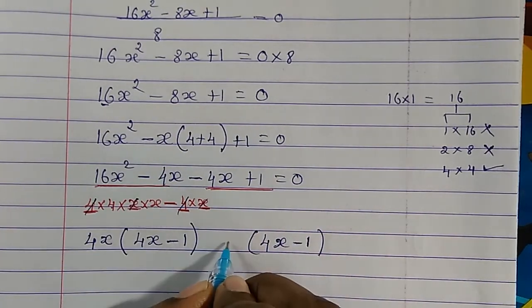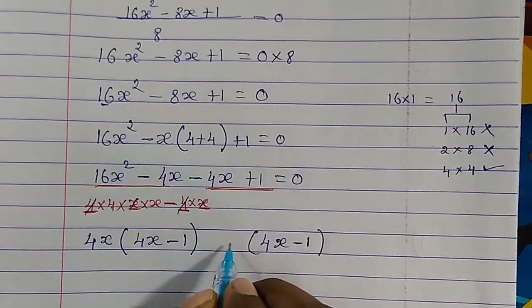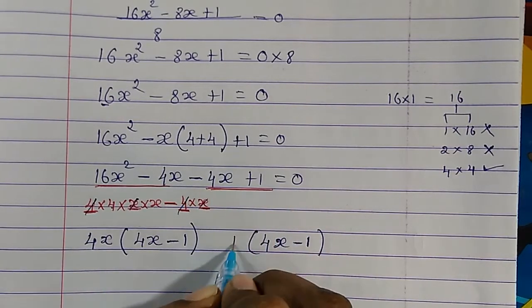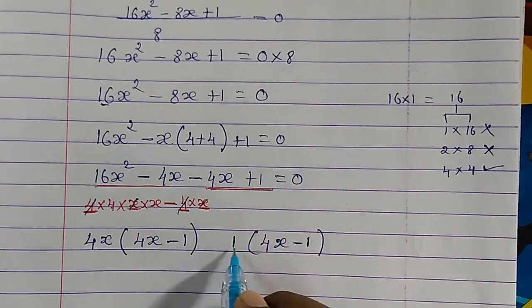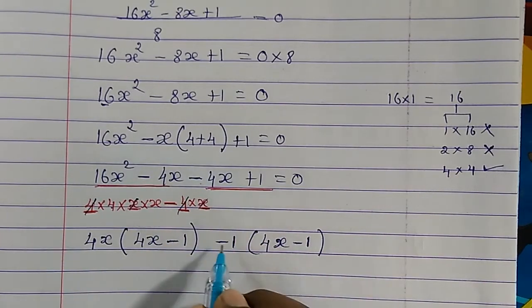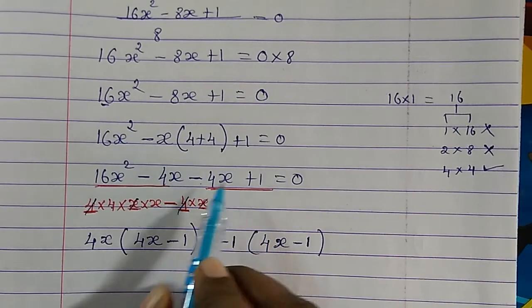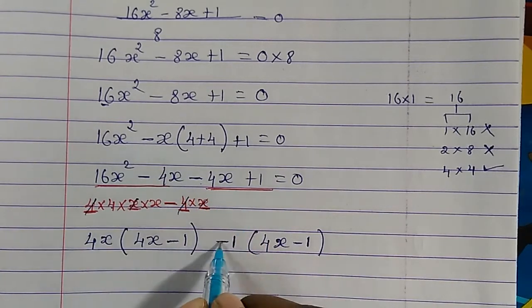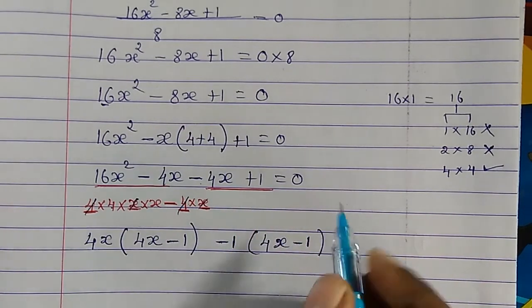Now let's see which number we can put here so that when we multiply we get this equation. So with what can we do? Now with 1, if I multiply this, I will get 4x, then 1 into 1 will give me 1. Now which sign should I put? Minus is here, so let me put minus. Now you see, minus 1 into 4x will give me minus 4x, minus into minus will become plus, then 1 into 1 will give me 1.